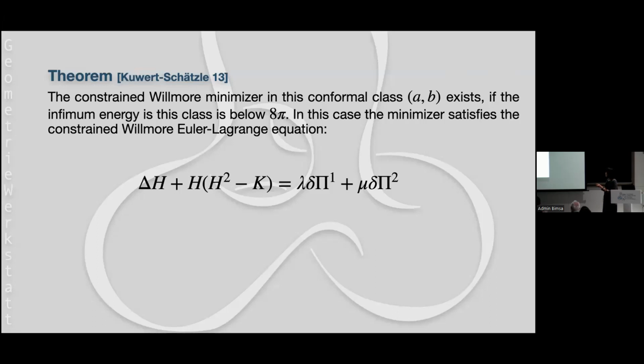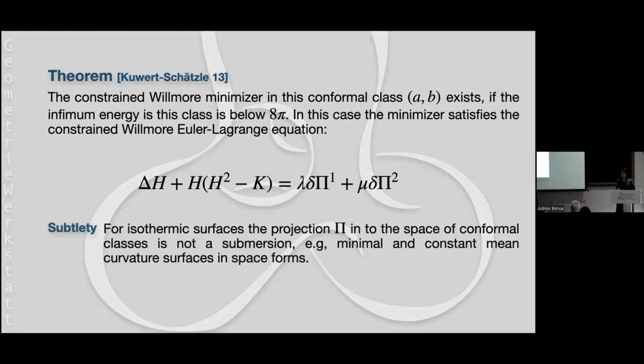Okay, if these assumptions are satisfied, then the minimizer exists, and we will have the Lagrange equation like that. So delta pi 1 and pi 2 are just variations of A and B, and lambda and mu are the Lagrange multipliers. You see, it's fourth order, and it's nonlinear. And it's, of course, only for tori. Yeah. It is a constraint part.